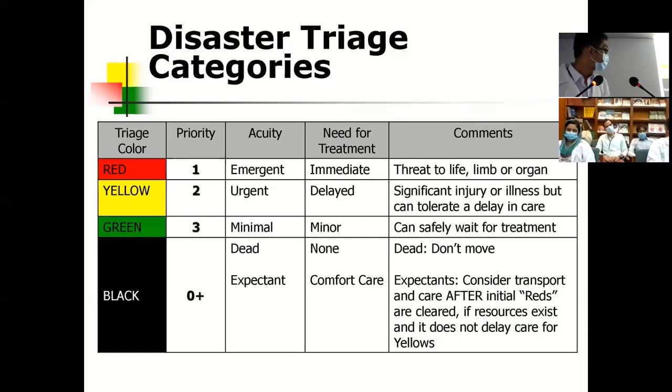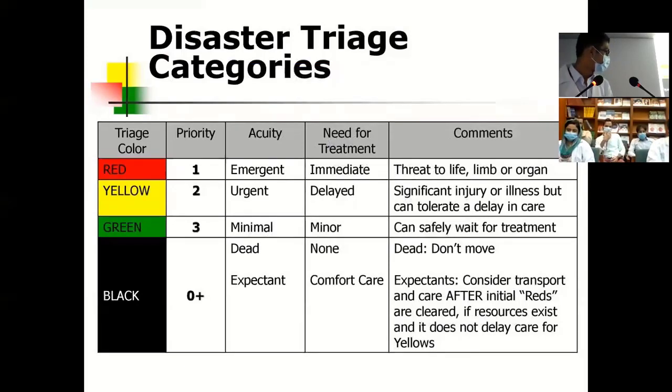Yellow patients need treatment after the red, a second-time emergency, and treatment can be delayed. It includes significant injury or illness but can tolerate a delay in care. The third is green, which can wait after red and yellow. It includes minimal injury and needs minor treatment, and can safely wait for treatment.